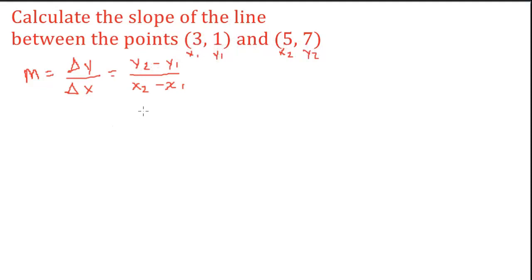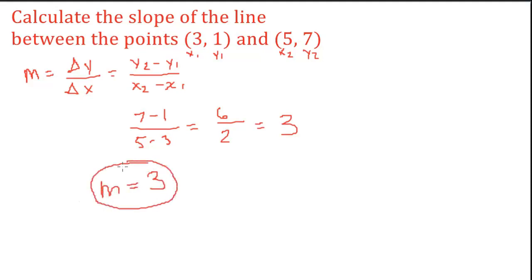So let's just plug into the formula. Y2 minus y1 is 7 minus 1. And x2 minus x1 is 5 minus 3. 7 minus 1 is 6. 5 minus 3 is 2. And we can reduce this because 6 divided by 2 is 3. So the slope between these 2 points is 3.